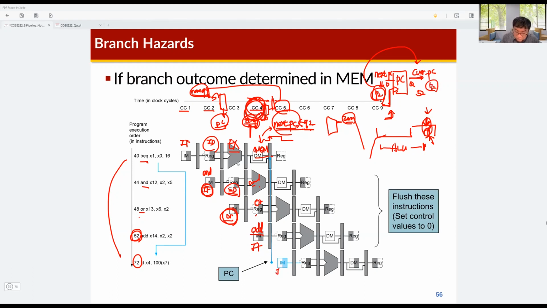And then in the instruction fetch stage, the current PC is 72. So that means the instruction pointed by PC number 72. So you need to know the instruction pointed by PC value 72. Which instruction is it? This load instruction is fetched from the instruction memory. So here, the load is here.